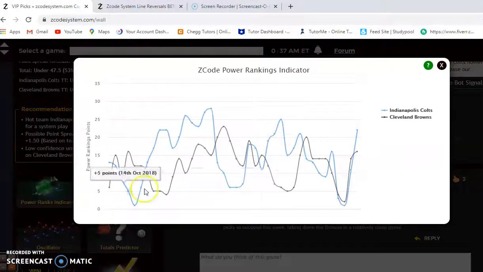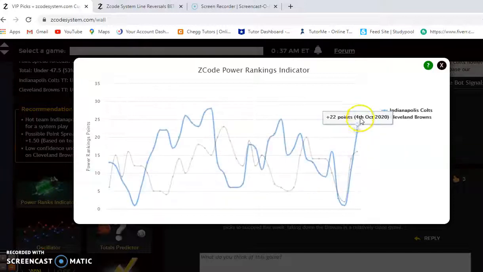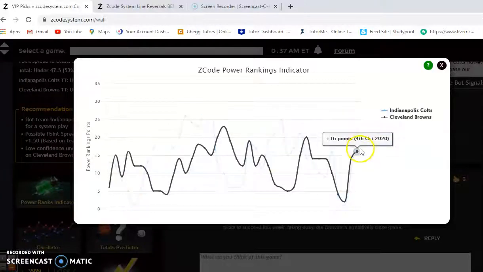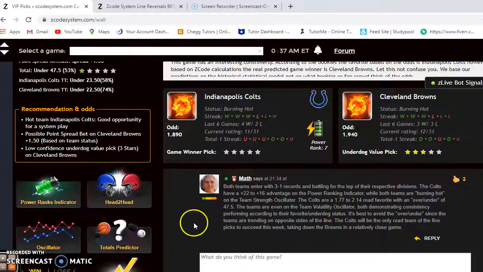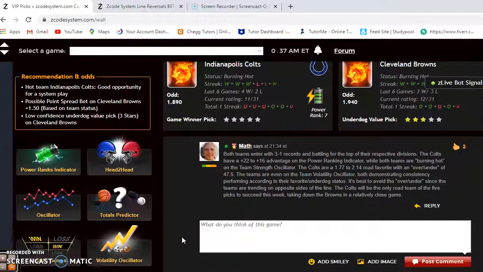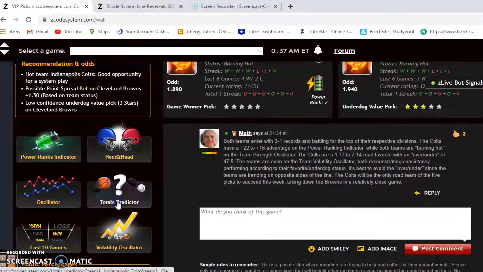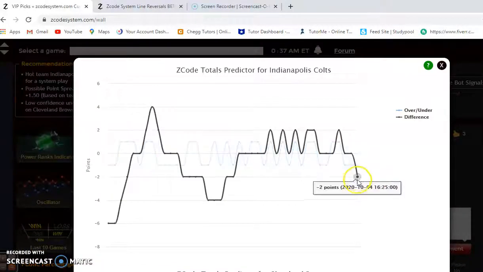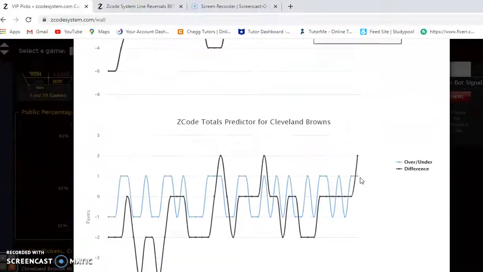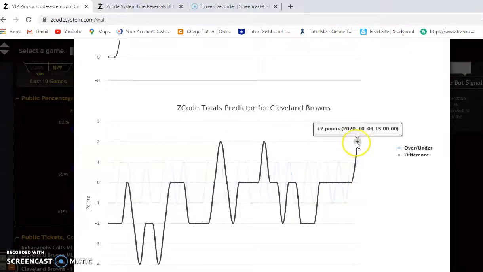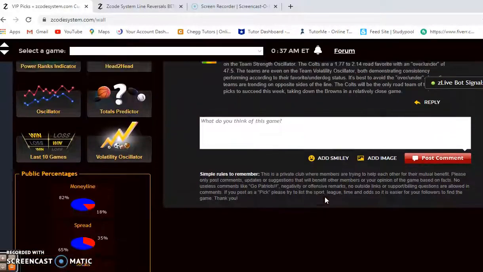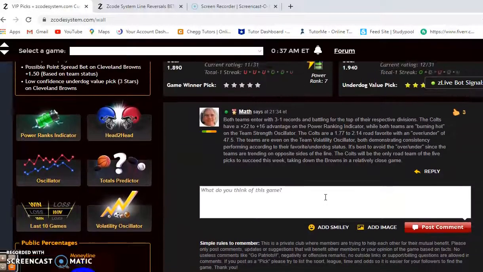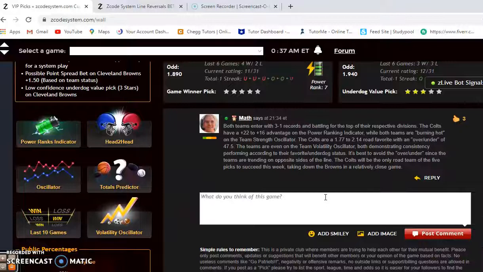In the power ranking indicator, you see the Colts are plus 22, the Browns are plus 16, both teams on the rise, which is not a surprise with their record and their burning hot status. If you're considering the over and under in this one, you can see the Colts are playing in games trending a little bit under the line, the Browns over the line. You could maybe want to gamble and bet the over on this one, but I'm thinking probably best to avoid it because of trending on opposite sides of the line.